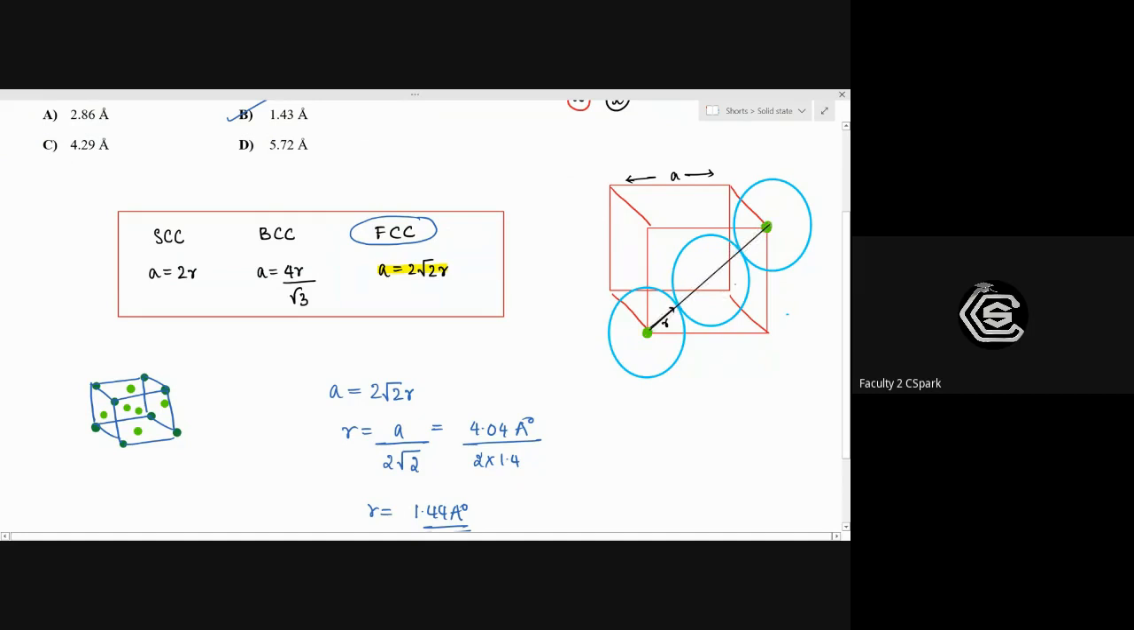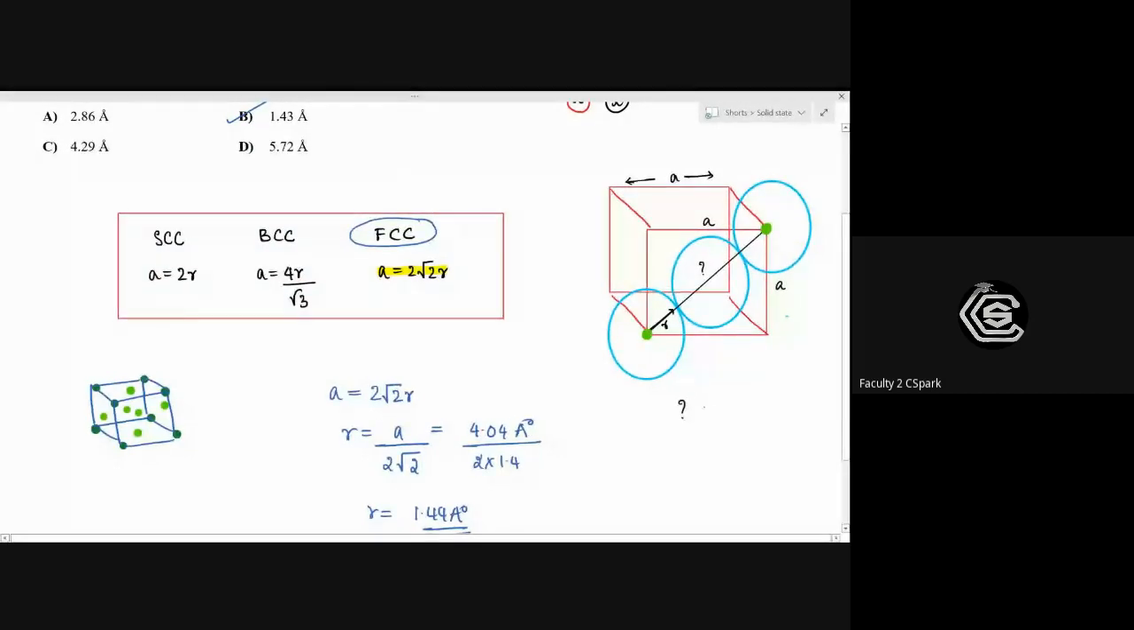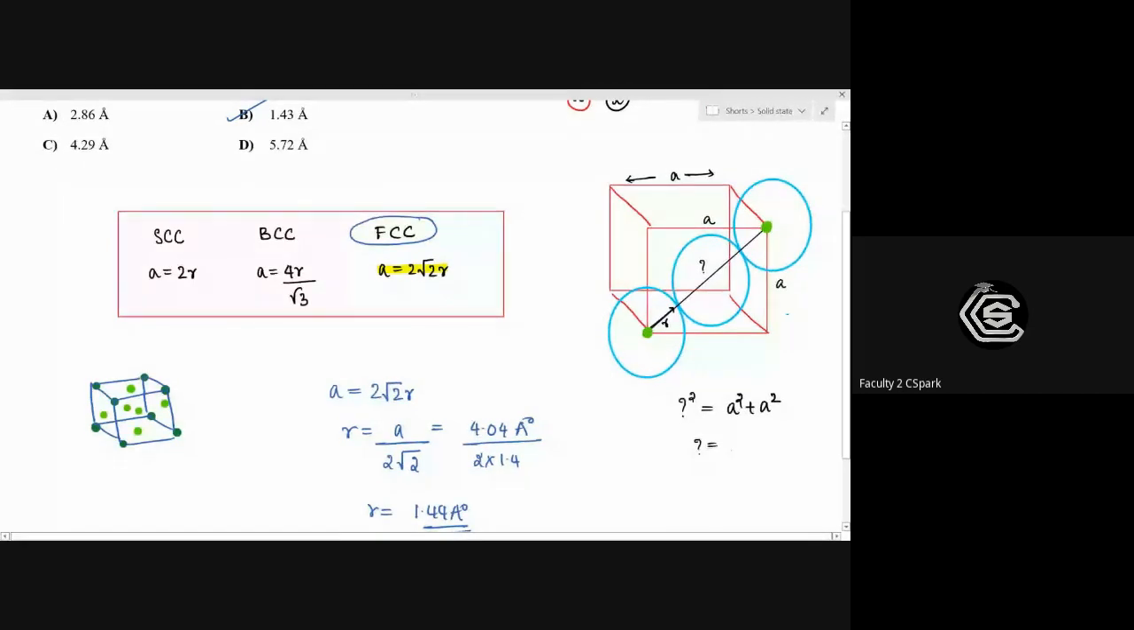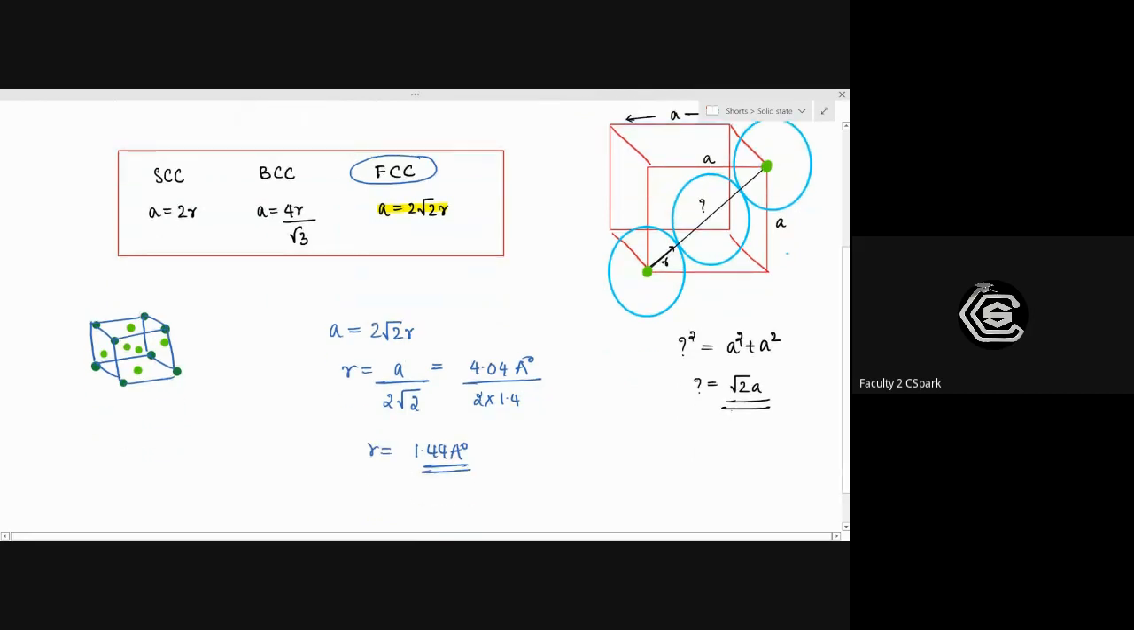By Pythagoras theorem, if this side of the face is A, and this is also A, then from this relation we can find that the face diagonal is equal to root 2A. Correct? Pythagoras theorem: hypotenuse square is equal to base square plus height square. Rearranging, what you get is the face diagonal is equal to root 2A. And what is this root 2A equal to?